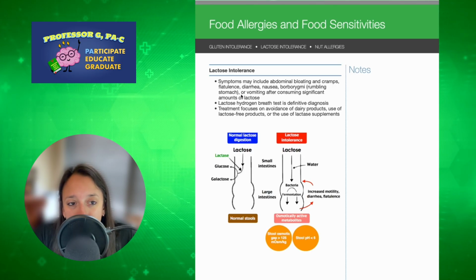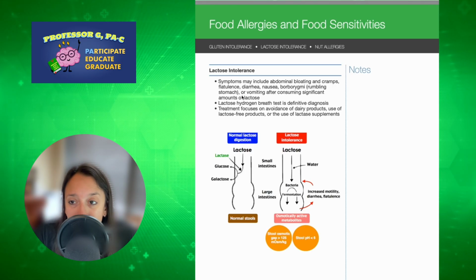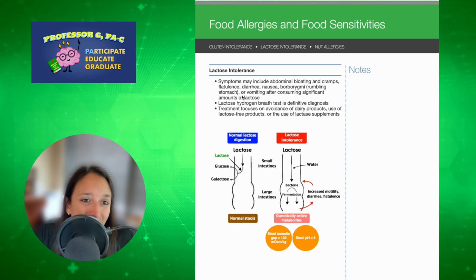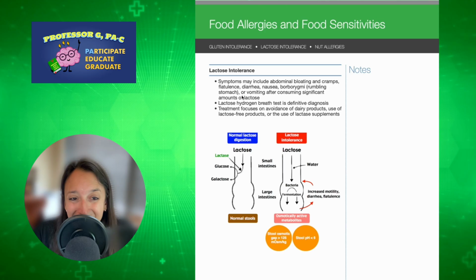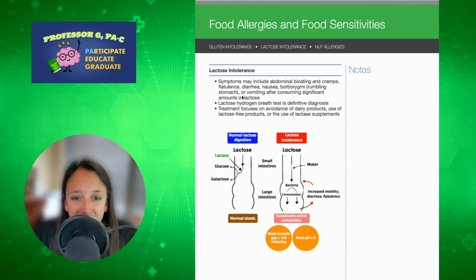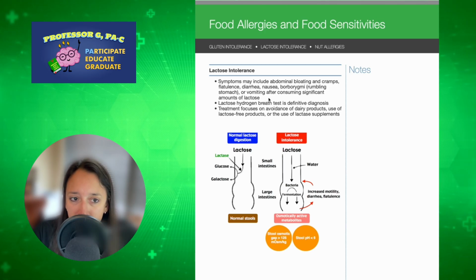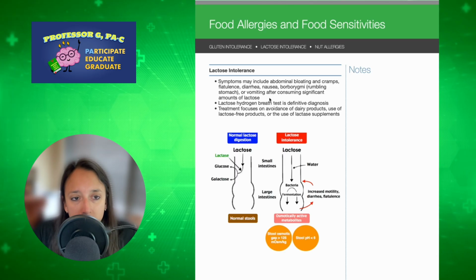Let's start off with lactose intolerance. So I think a lot of us might or might not think we have lactose intolerance, but symptoms include bloating, cramping, gassiness, diarrhea, rumbling of the stomach, or even vomiting after consuming lactose.